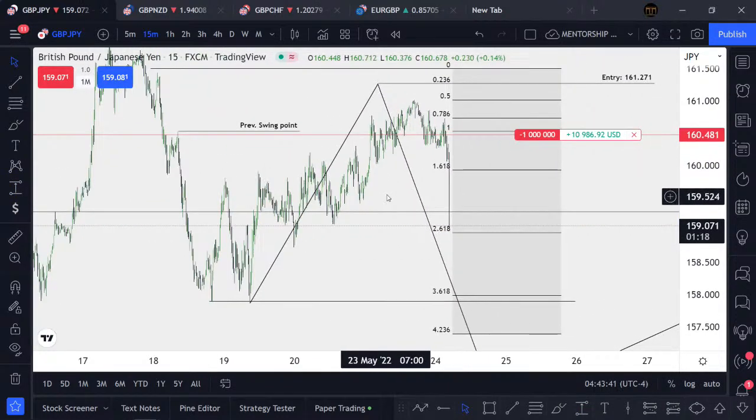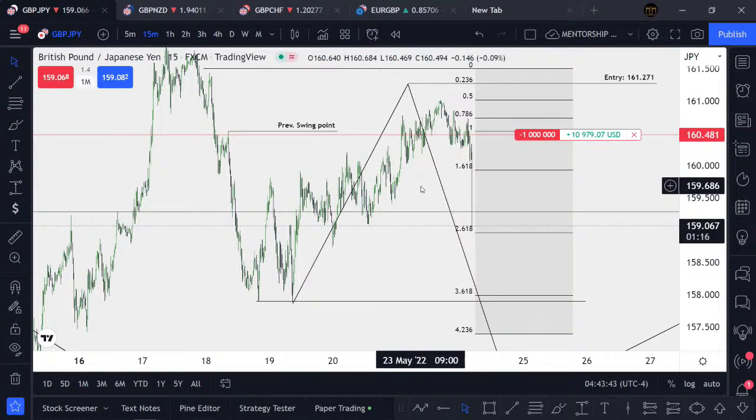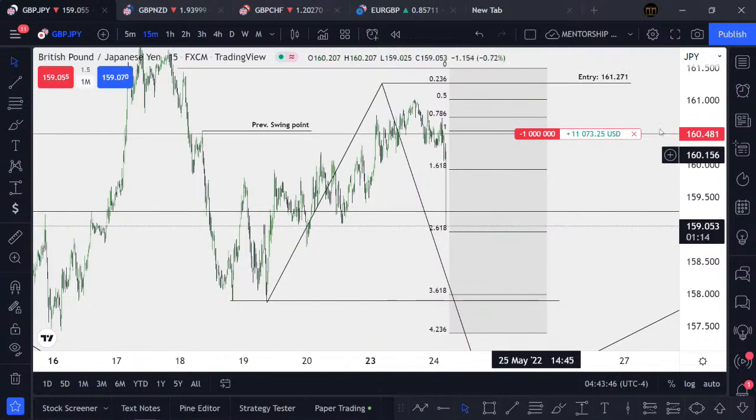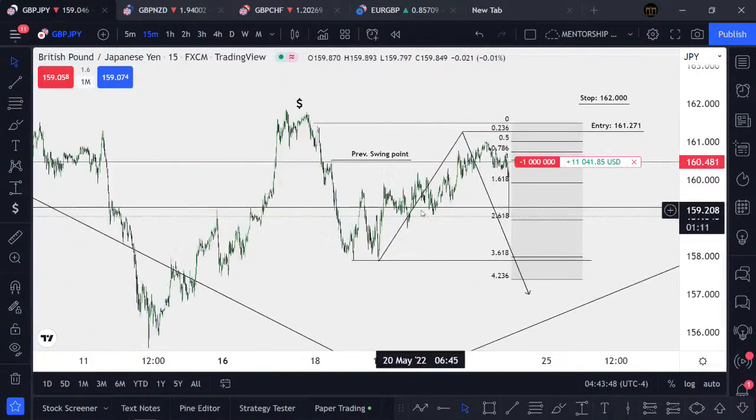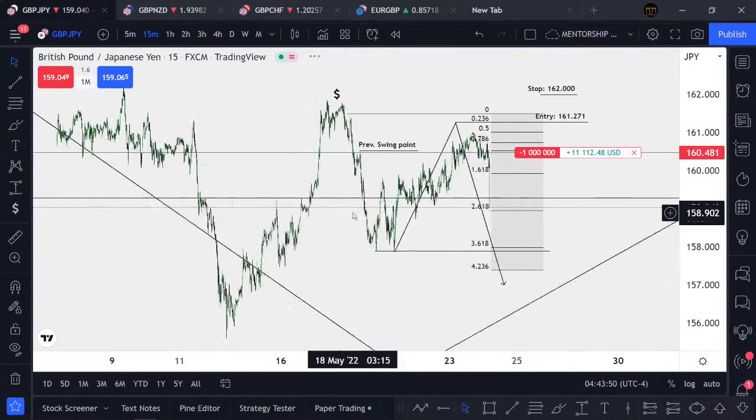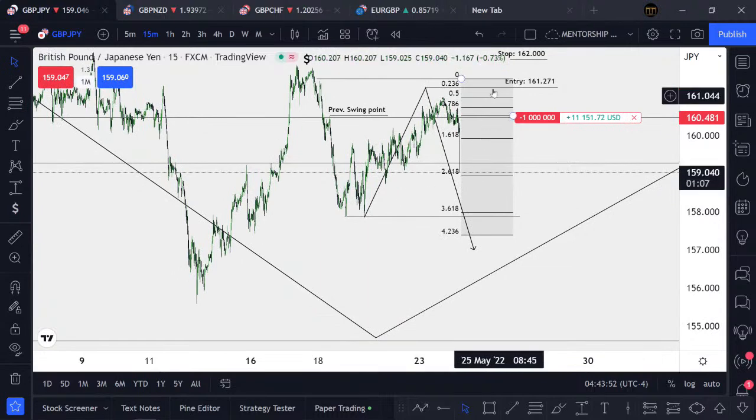Okay, so this is how you trade the news. This is how we trade the news. This is how you make money in less than no time trading the news.